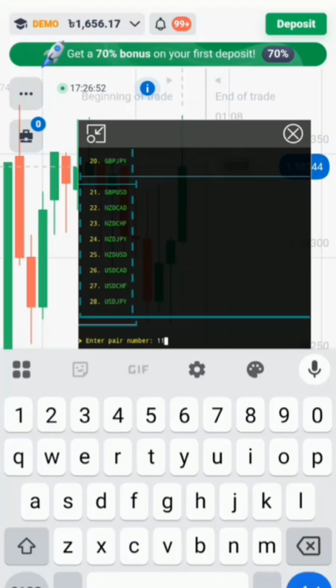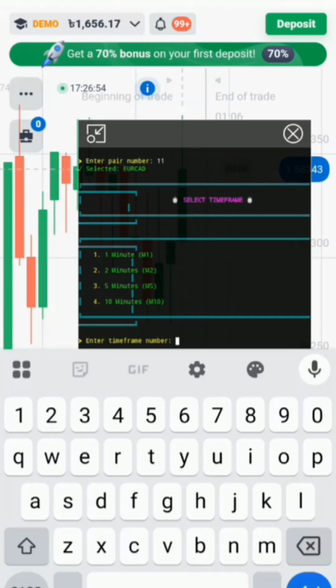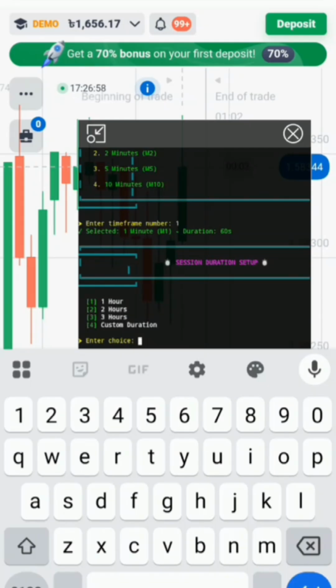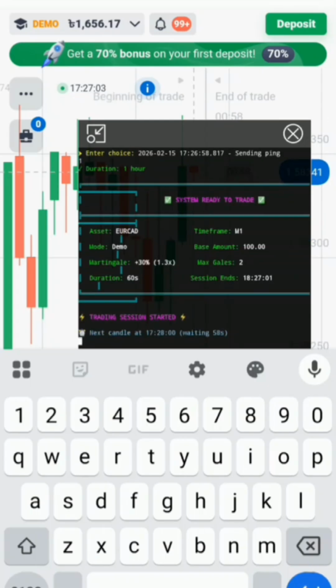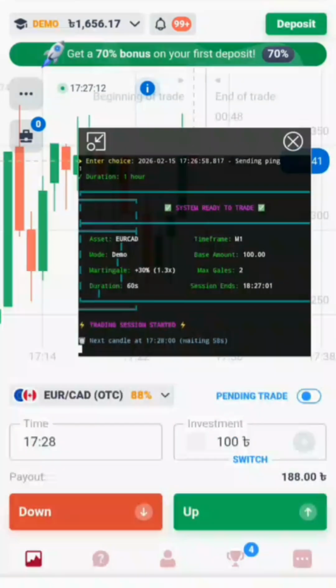In the next step, we need to select the time frame. I am pressing 1 and selecting the 1 minute time frame. Now we need to select the session duration. I am pressing 1 and setting the session duration to 1 hour. Now everything is set and the bot is ready to start trading.